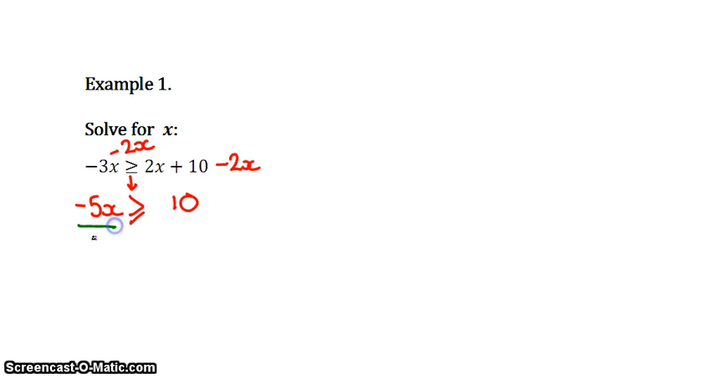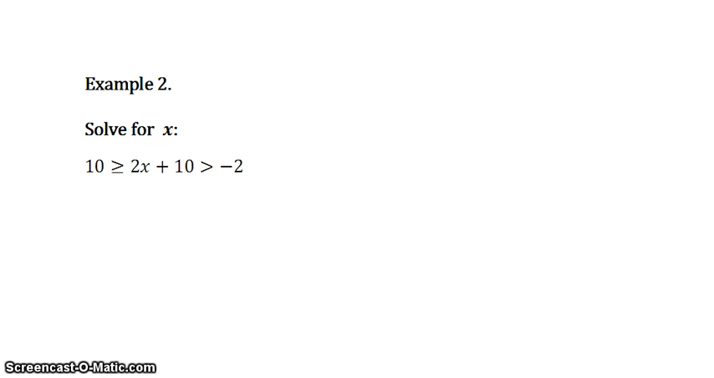Now I need to isolate x, so I'm dividing by negative 5 on both sides. But because I'm dividing by a negative, my inequality sign swaps around. I get x by itself, and 10 divided by negative 5 is negative 2. So please note the swapping in the inequality. Other than that, I approach this inequality exactly as I would have done an equation. X is to one side and then isolate x. So they're pretty easy things.